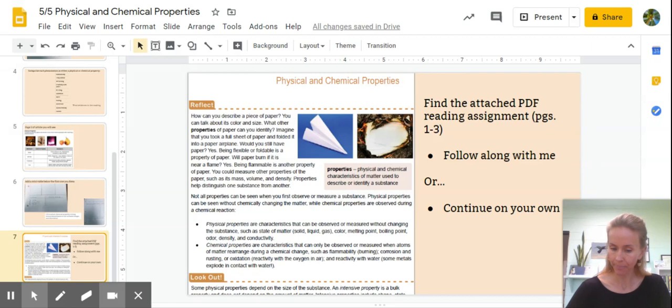Will paper burn if it's near a flame? Yes. Being flammable is another property of paper. You could measure other properties of the paper, such as its mass, volume, and density. Properties help distinguish one substance from another.